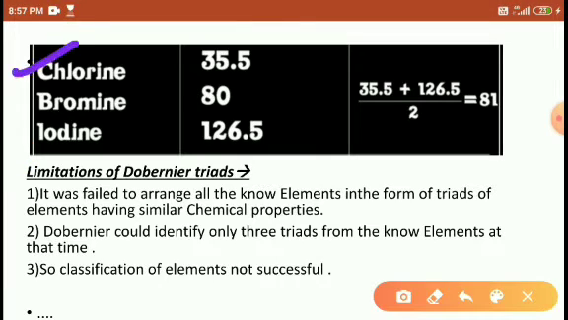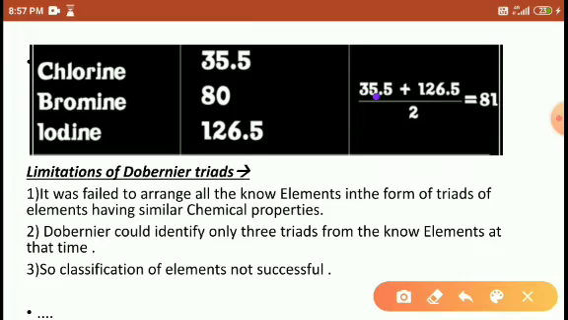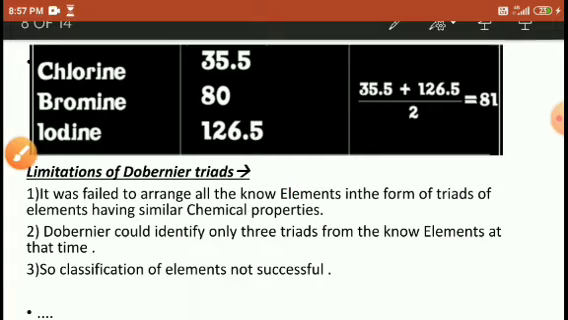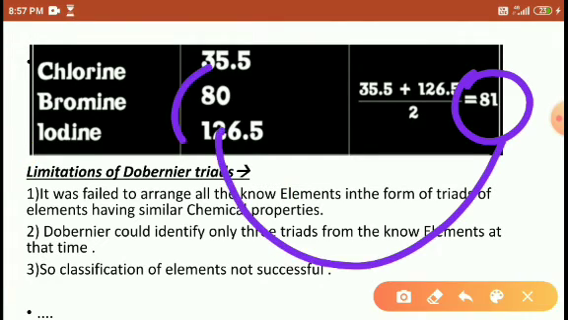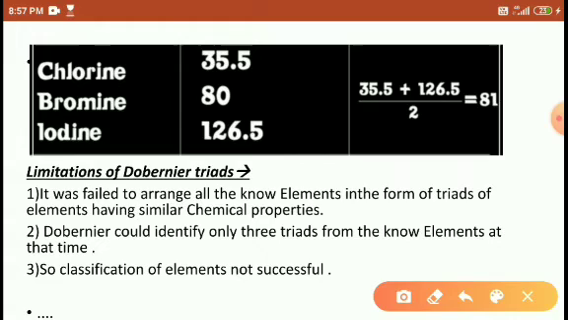So chlorine and iodine are the first and last elements. Bromine is the middle element. The atomic mass of chlorine is 35.5, and the atomic mass of iodine is 126.5. The average atomic mass is 81. So this 81 is more or less equal to the atomic mass of bromine. Right, friends? So Döbereiner made the third triad using the halogen elements.